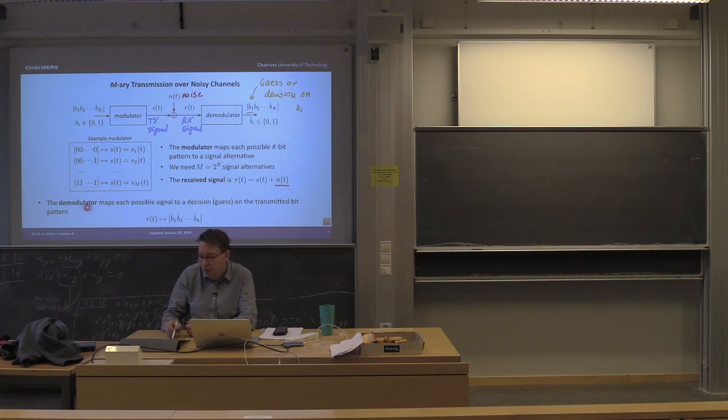Okay, so the demodulator, what it does, it maps each possible signal, all possible R's need to be associated with a decision or a guess on the transmitted bits. Okay, so it's a mapping from R to a sequence of bits. So that there is some rule in how this is done. Any questions so far?